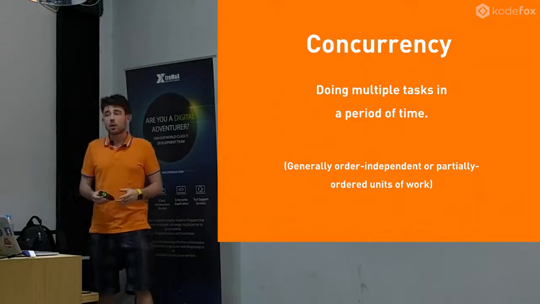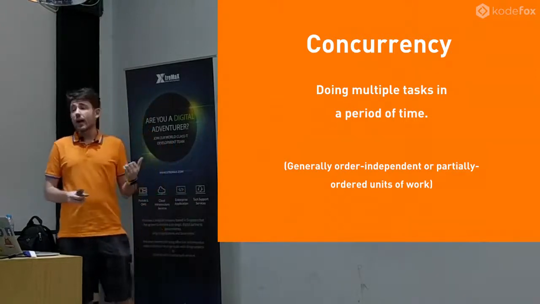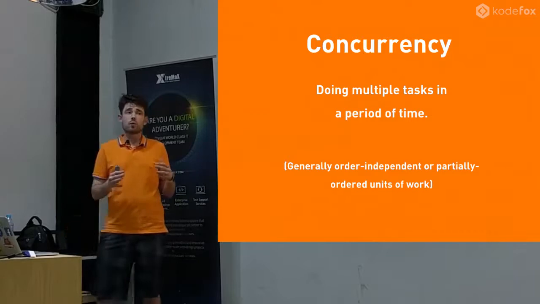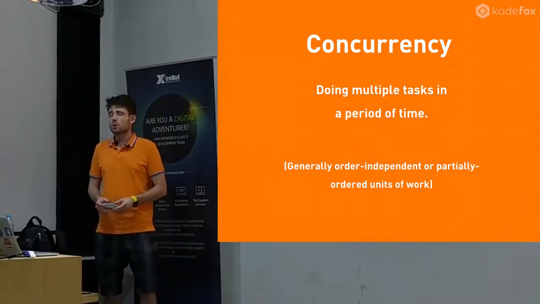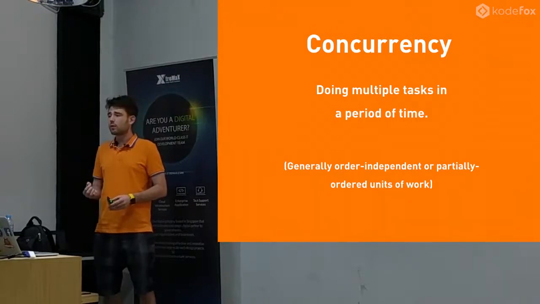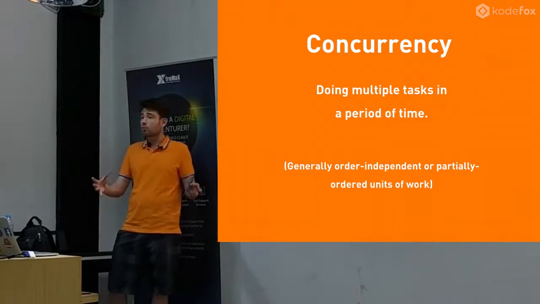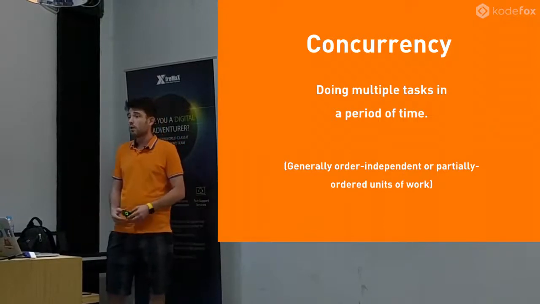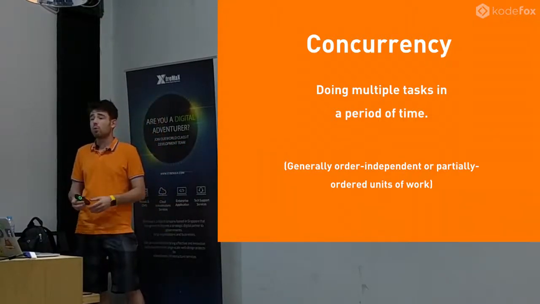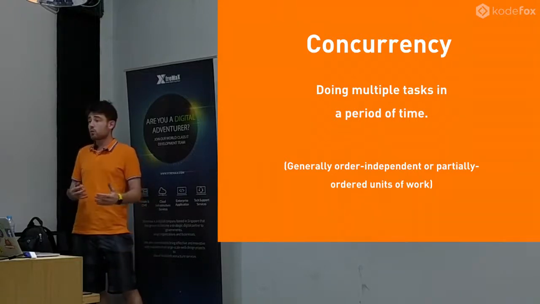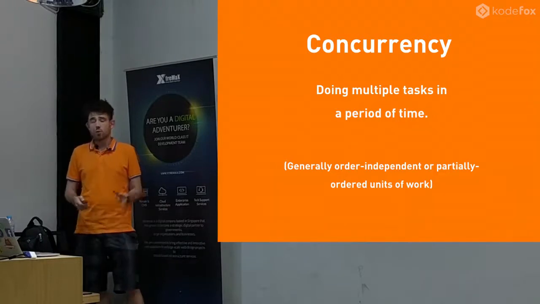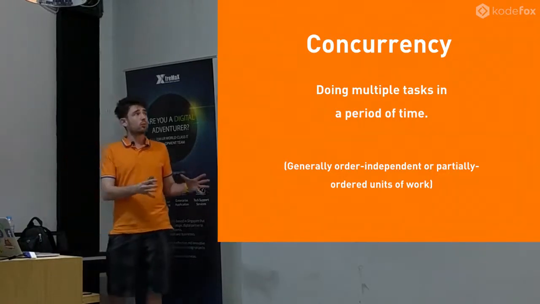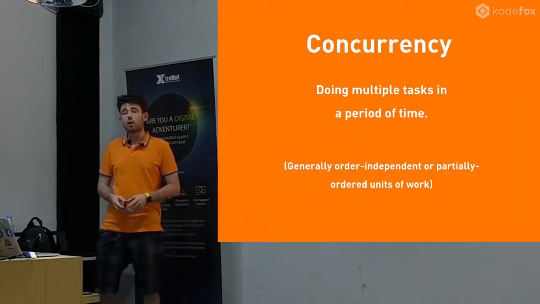So let's talk about what concurrency is. Concurrency is doing multiple tasks in a period of time, right? Typically one core can only do one thing at once, as well as other pieces of hardware, which can only do a single thing at a time. But over a stretch of time, we want to do multiple things. A web server wants to serve multiple requests for a web page. A script wants to read multiple values from a database before it returns the request. So what we're really talking about is doing multiple tasks over a period of time.